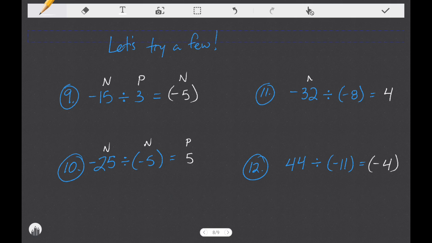Number 11, same story. You have negative divided by negative. That should get you a positive answer. They are the same. And right here you have a positive divided by a negative, and that's going to give you a negative. Okay, again, just one of each.